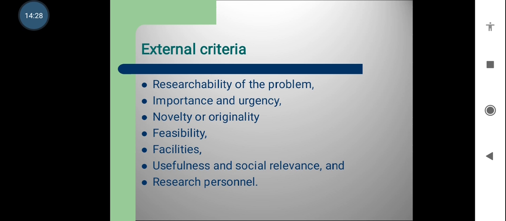Example, how will a new fiscal policy affect distributive justice? When do new management trainees have potential for top management? And another external criterion is importance and urgency.